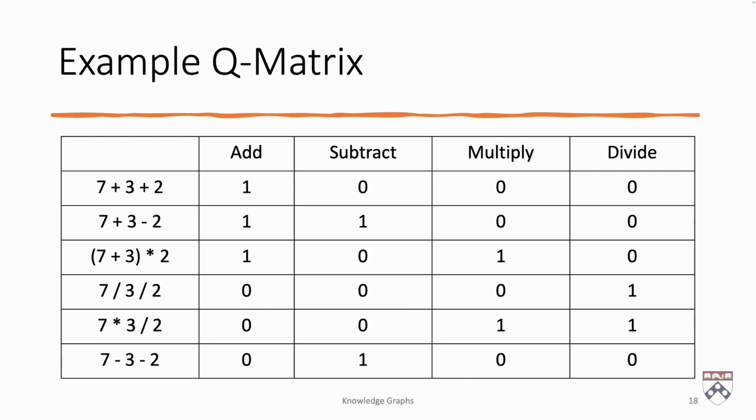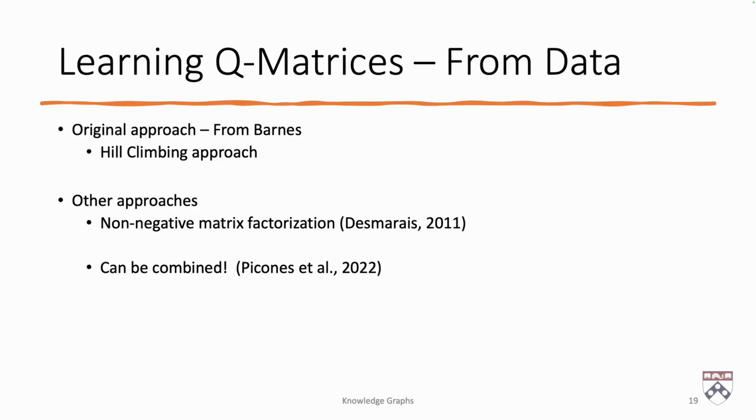But then the question is, how do you learn this Q matrix from student performance data? Barnes et al. suggested a hill climbing approach, which I'll talk about in the next set of slides. But that's not the only one. Desmarais also came up with a non-negative matrix factorization approach, and Piconis, I hope I'm pronouncing the name correctly, actually combines these two, to be able to identify or learn Q matrices from data.